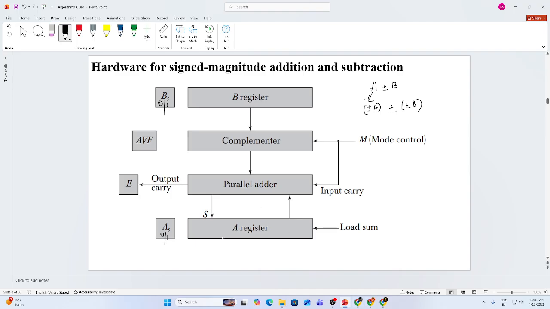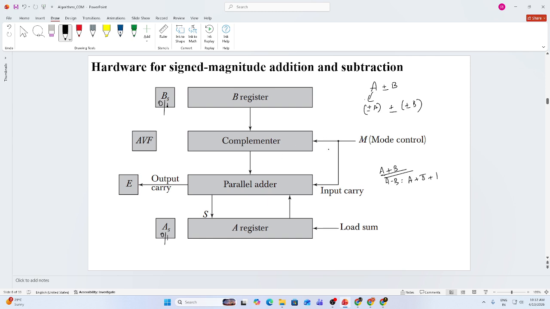Similarly, the magnitude of a I store in the A register, and the magnitude of b I store in the B register. I told you that either I want to do a plus b or a minus b, and a minus b I can do with a plus b complement plus 1. These two operations I want to do. So in order to do this, I need a complementer and a parallel adder.